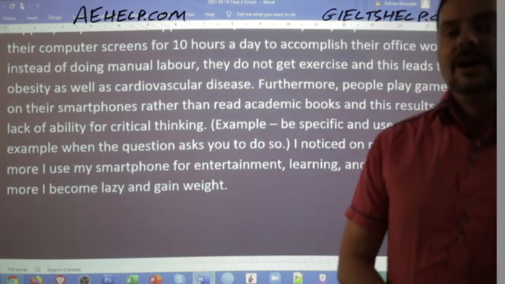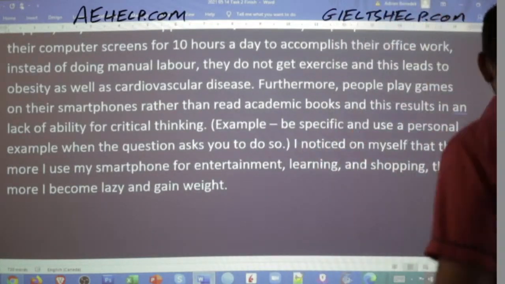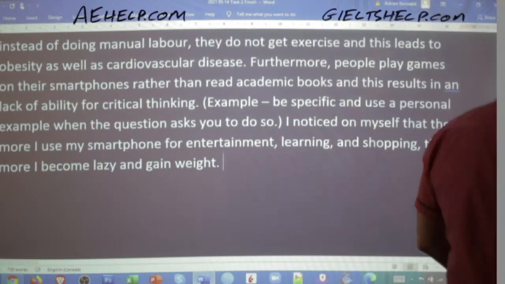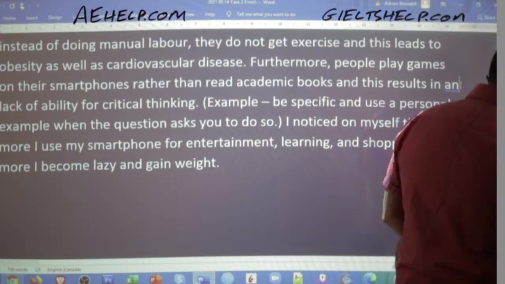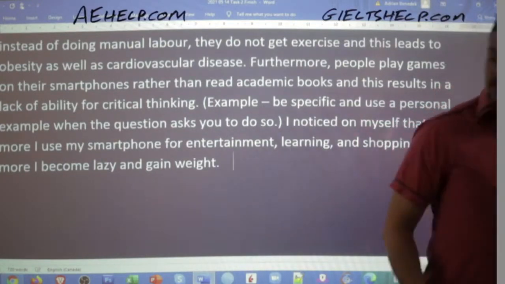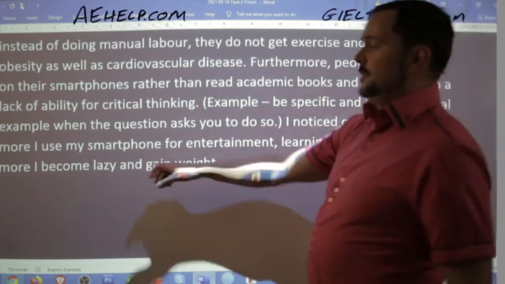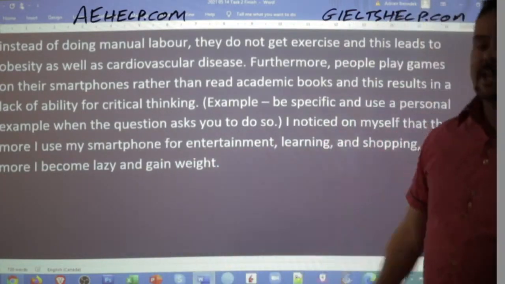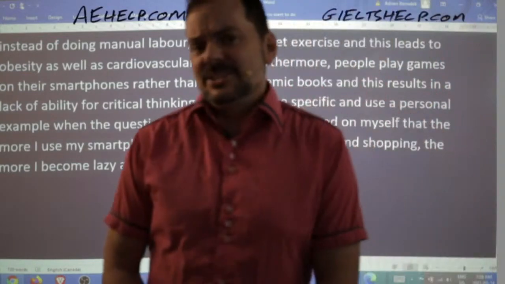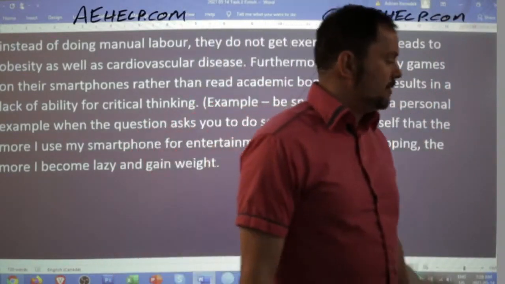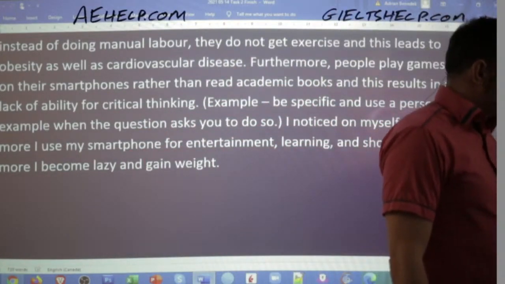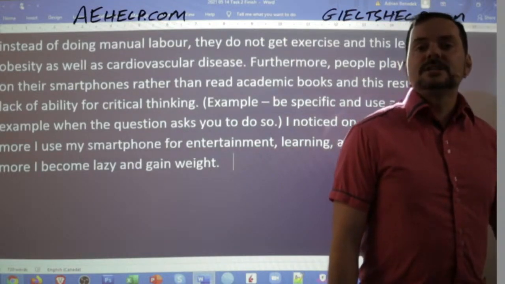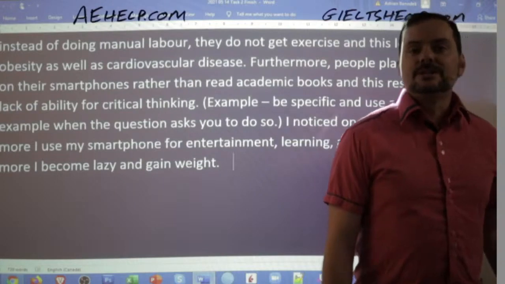All right, so I'm going to keep it simple here and humble myself. So I noticed on myself that the more I use my smartphone for entertainment, learning, and shopping, the more I become lazy and gain weight. Okay? And I think that's all being honest. I think people will realize if they overuse their phones, then there's definitely some negatives to that when you're not going outside and not exercising and not spending time with other intellectual tasks.